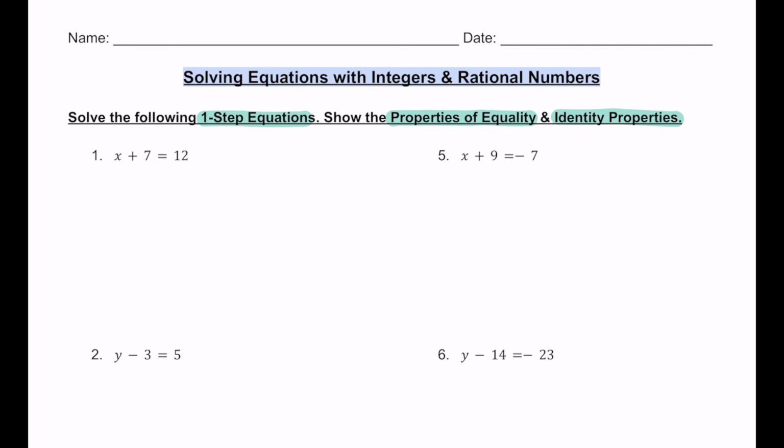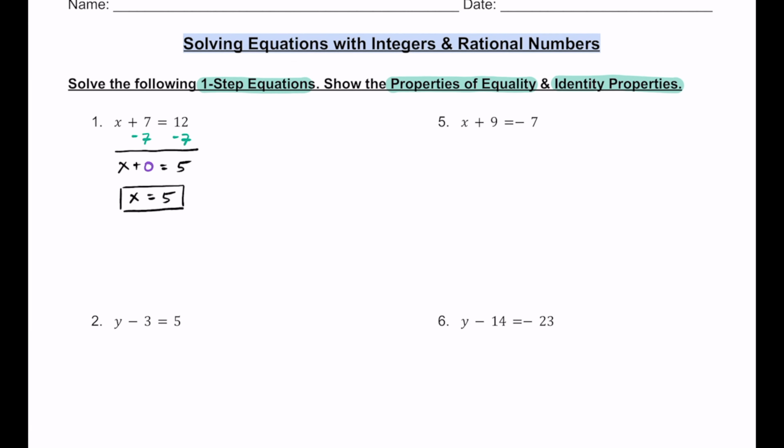In this first one, the first thing we're going to do is subtract 7 from both sides. That would be showing the property of equality, the subtraction property of equality. And when we're adding and subtracting, that's going to help us get 0. So this is going to say x plus 0, because negative 7 and positive 7 are opposites, and they make 0. 12 minus 7 is going to be 5. And finally, we can drop that 0. That's using the identity property of addition to say that x is equal to 5. Cool, that's number 1. Let's take a look at number 2.